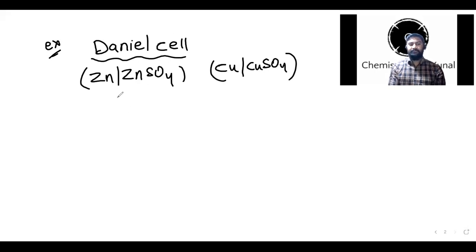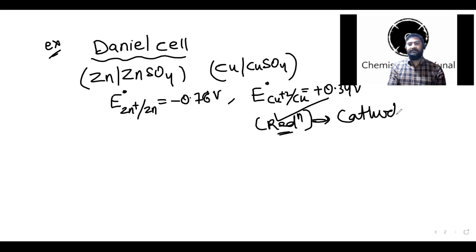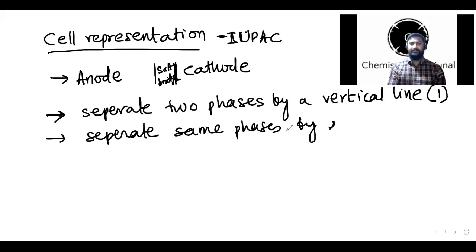In the Daniell cell, the reduction potential of zinc is smaller than the reduction potential of copper. So which one undergoes reduction? Reduction is undergone by copper, and zinc undergoes oxidation. Copper undergoes reduction, hence it happens at the cathode, red cat, right? And zinc undergoes oxidation, so it will be at the anode. Now, as the rule says, first anode, then cathode.